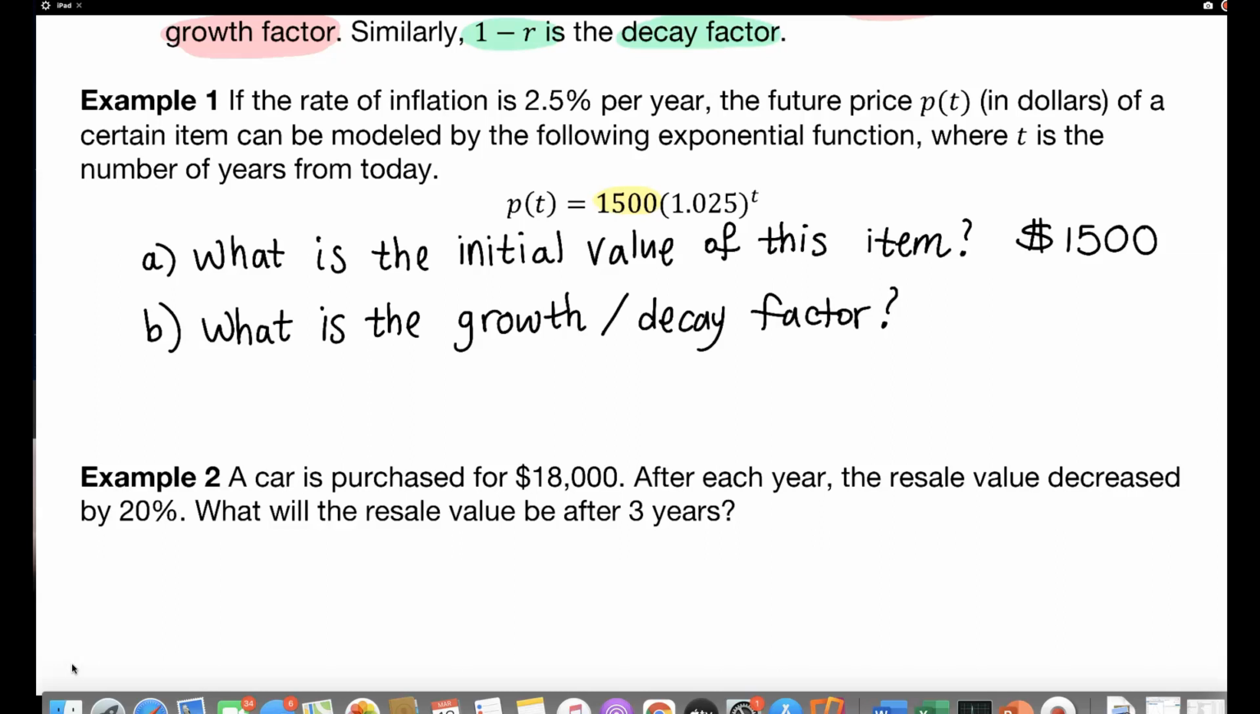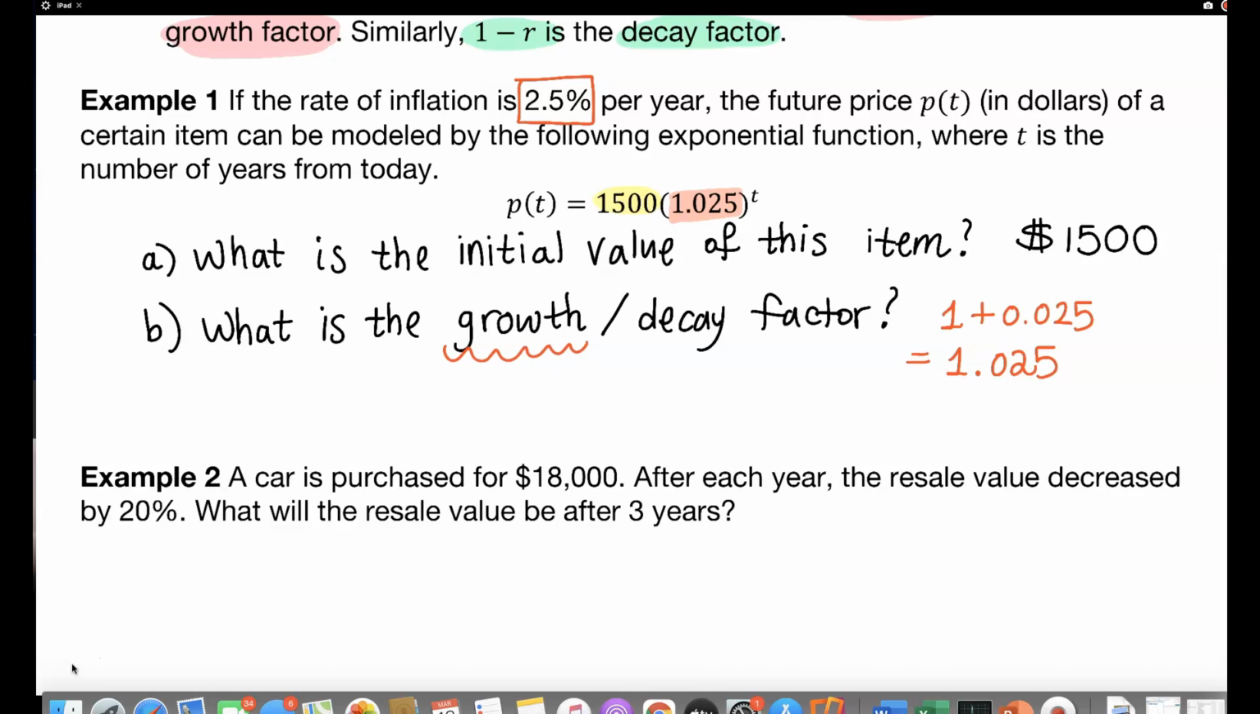You see, the number is 1.025. They got this by doing 1 plus 0.025, right? Because the percent was 2.5%. So the growth factor is 1.025, and this is a growth factor because this is greater than 1.